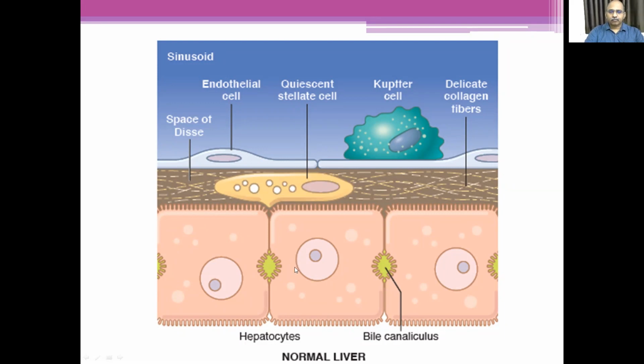In between these hepatocytes, there are biliary canaliculi. These are nothing but spaces in between the cells, bound by tight junctions and plasma membrane protrusions. Through this the bile flows.